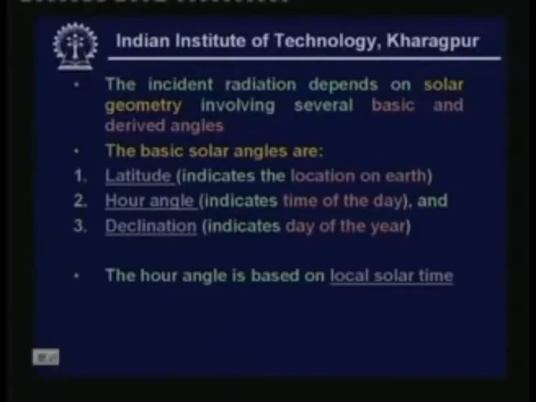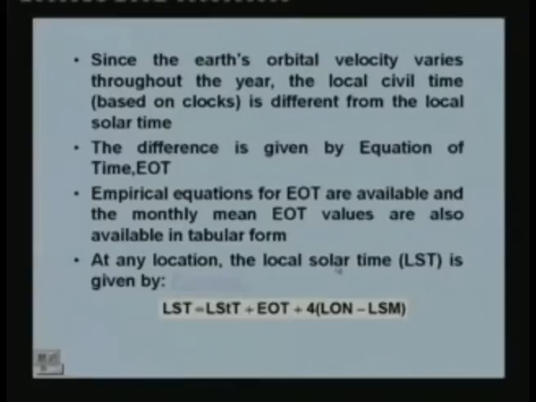It is very important to keep in mind that the hour angle is based on what is known as local solar time. What is local solar time? Since the earth's orbital velocity varies throughout the year, the local civil time, which is based on our clocks, either mechanical or electronic, is different from the local solar time. Local civil time is the time shown by your watch, whereas local solar time is the time shown by, let us say, a sundial.